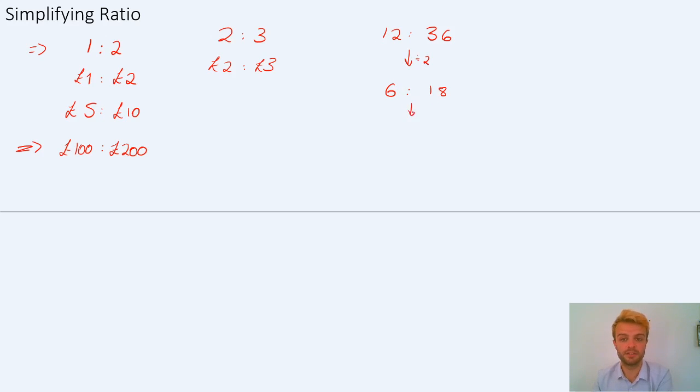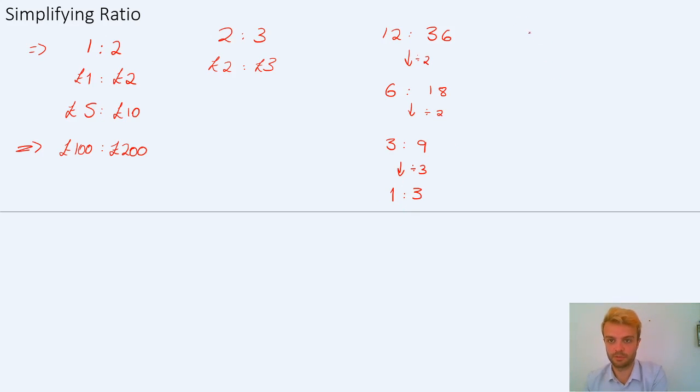Now they're still both even, so I can do that again. I can divide them by 2. 6 turns into 3, and 18 turns into 9. Now they're not even, but is there something that goes into 3 and 9? 3. I can divide both those by 3. So I'll do that, turning the 3 into 1 and the 9 into 3. So what we found then is that this ratio we started with, 12 to 36, simplifies to 1 to 3.